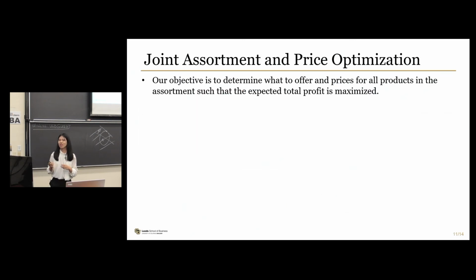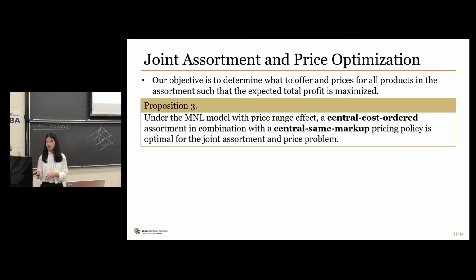Okay, so let me continue with the joint assortment and price optimization. Here we need to simultaneously decide the prices for all products and the assortment. Similarly, we give structural properties here. We show that a central cost ordered assortment combined with the central same markup pricing policy is an optimal strategy. We already introduced the central same markup pricing policy. Then let me introduce what the central cost ordered assortment is.